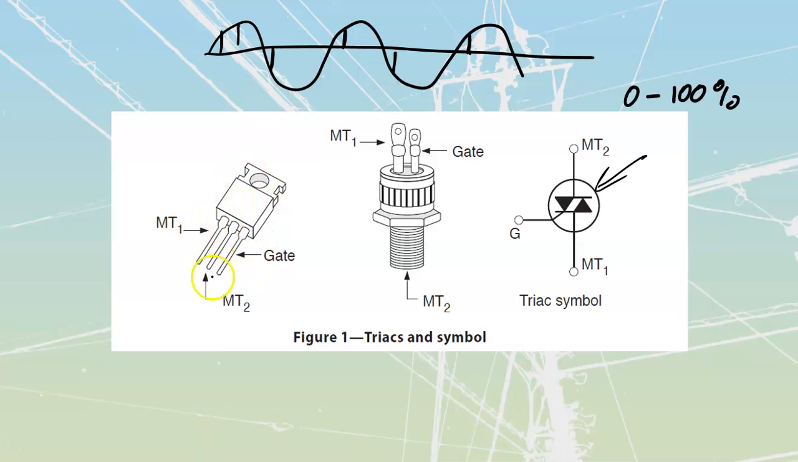They've got a couple of different leads that come off of these things. We talked about the fact that we've got main terminal 1, main terminal 2, and the gate, and they come in a bunch of different types of packages or configurations. These ones over here are just going to be a standard TO case that we're going to solder into something. Often, this piece over here is going to be attached to a heat sink. It's going to have to carry that heat out of the semiconductor device so that it doesn't overheat. These over here are going to be for larger current applications.